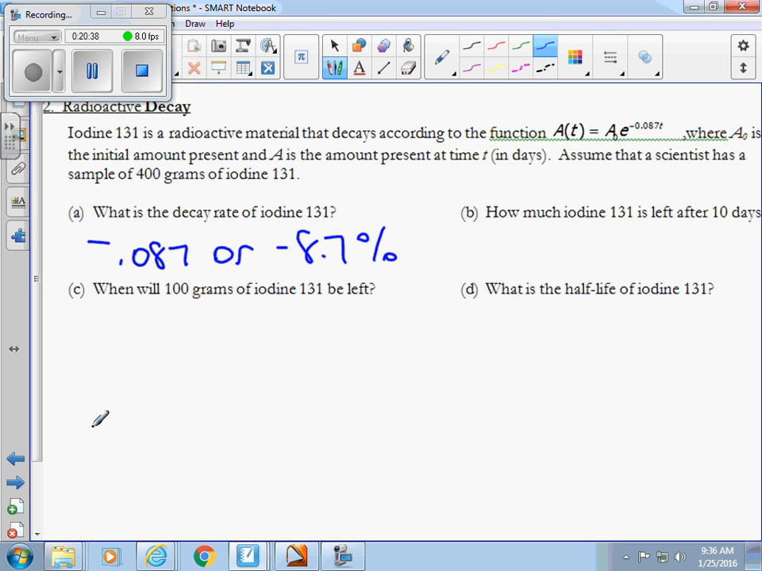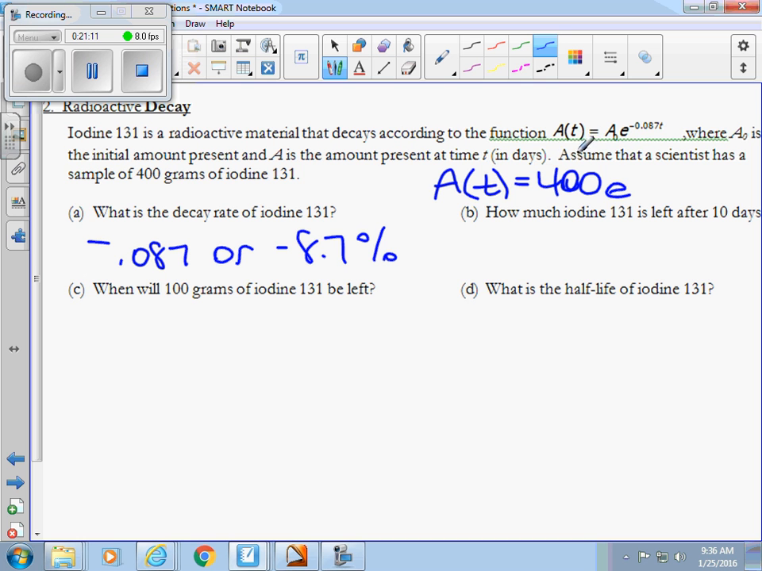How much iodine 131 is left after 10 days? Well, before I can answer that, I really need to write this function completely, don't I? What is this function missing that I could fill in? The initial amount. And what is the initial amount? 400 grams. So they made us fill something in.